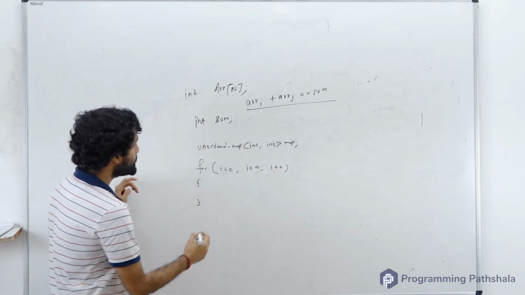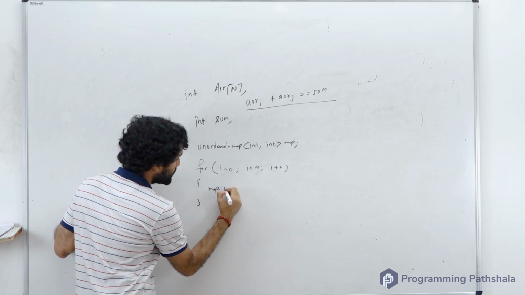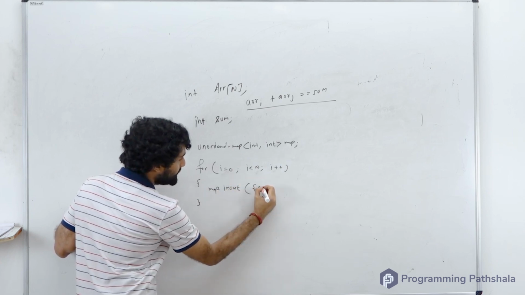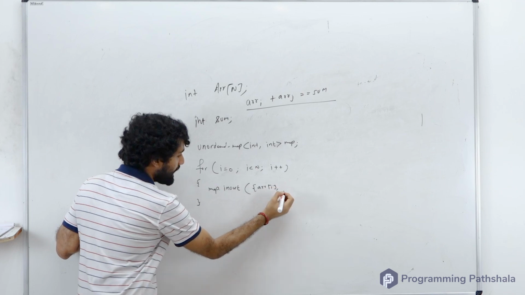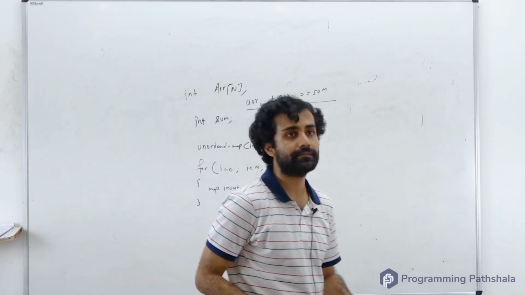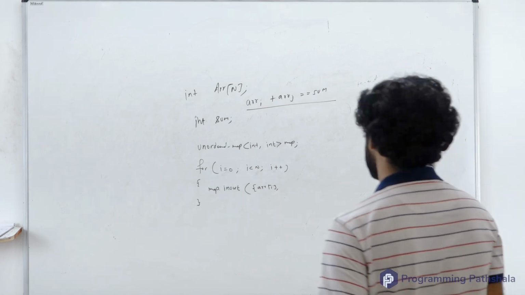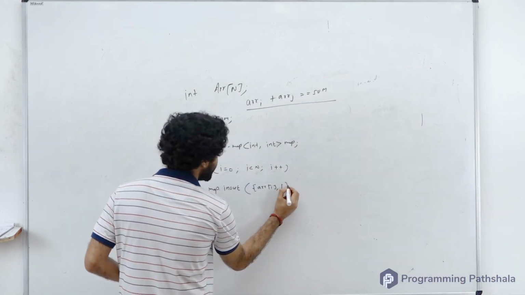Then you can do map.insert, where the key will be the element itself. What value would you want to insert? Does it matter which value I am going to insert? I just have to check whether a particular element is there or not. I can literally insert any value. It could be 0, it could be 1, it could be -1, it could be anything. So let's say by default I am inserting this.